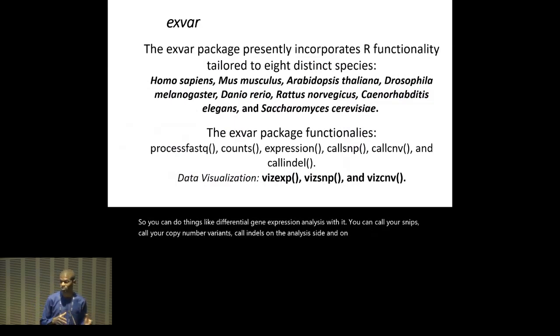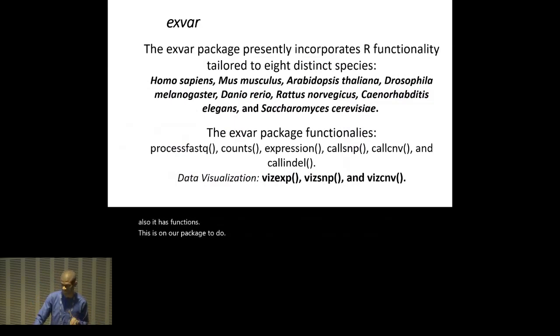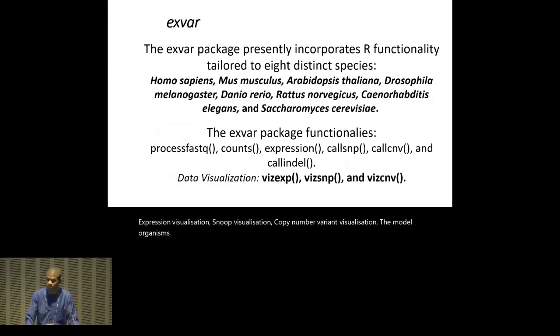And on the visualization side also, it has functions. This is an R package to do expression visualization, SNP visualization, copy number variant visualization. The model organisms that are captured are human, mouse, yeast, C. elegans, and the other ones there.